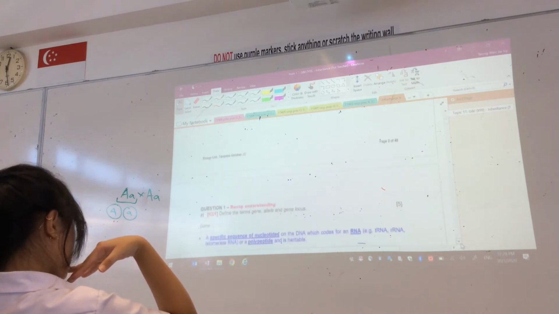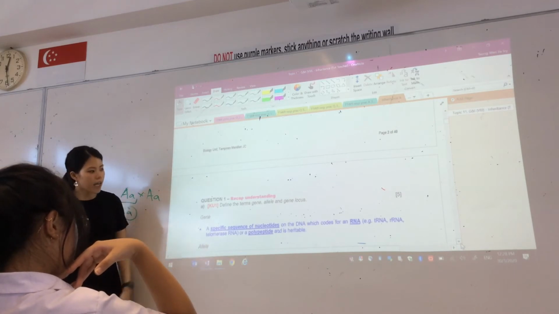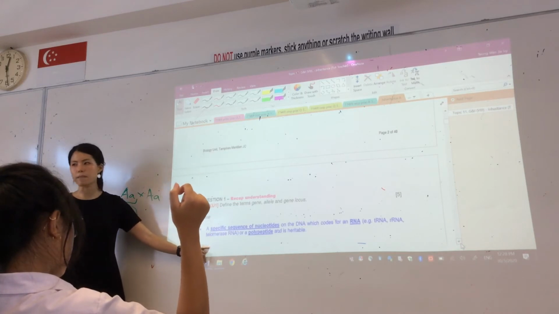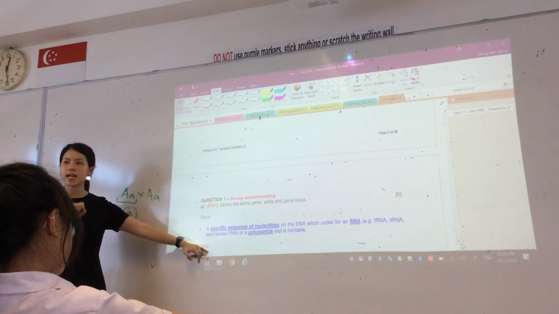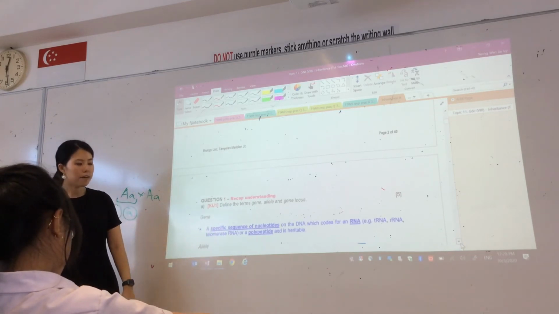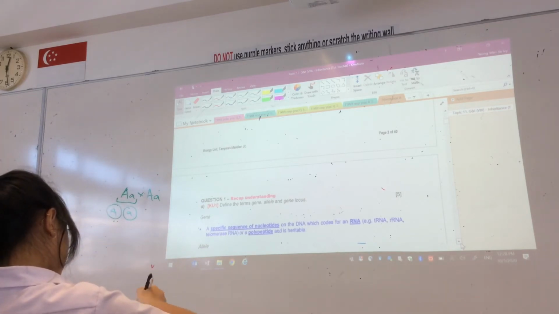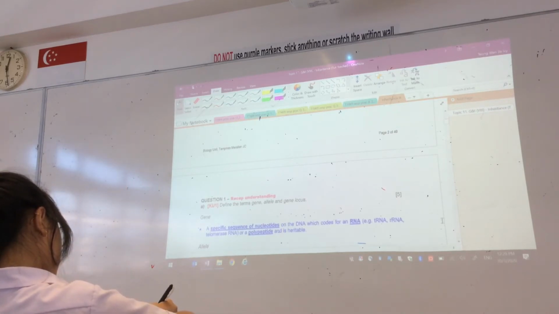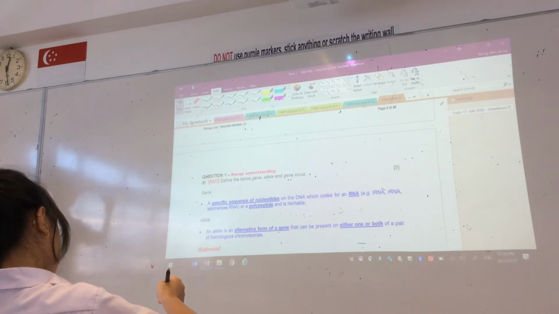Yeah, okay, I don't think you have a problem. So basically, it's a very specific sequence of nucleotides, and this sequence actually codes for either RNA or a polypeptide. Please, if you have done it, can you please underline the keywords? Alright? Shouldn't have a problem. Now, how about alleles? Very good. This one, no issue also. Alternative form of a gene shouldn't be a problem. The problem is with elaboration. Okay?